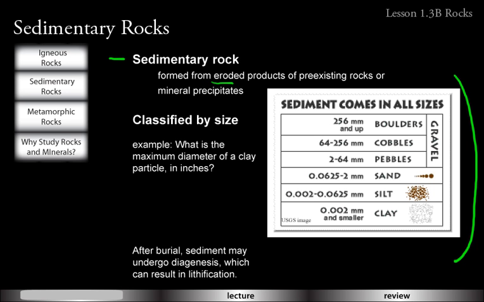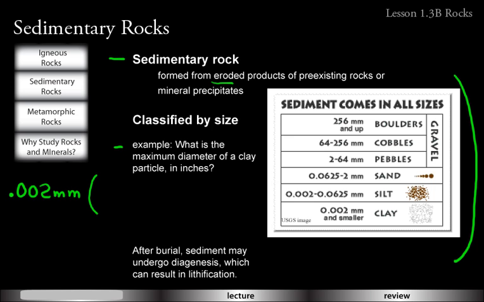Think about an example here. What is the maximum diameter of a clay particle in inches? Well, the biggest it can be is 0.002 millimeters. So what would that be in inches? Well, let's just think about that. Write down what's given first, 0.002 millimeters. We want to convert that to inches. And so what we need to do is think about inches, that's English system. Millimeters, that's metric. We convert from English to metric using that 2.54 centimeters equals 1 inch relationship.